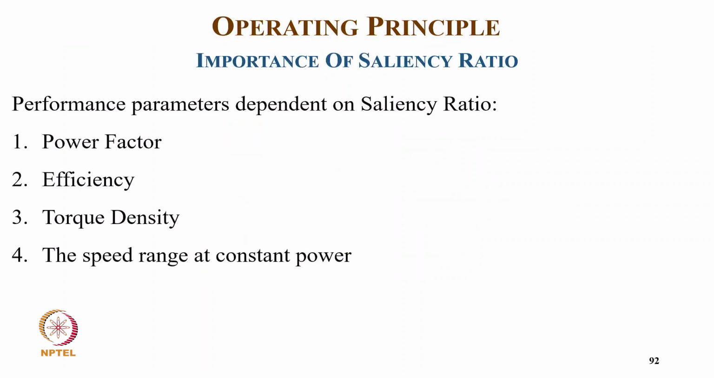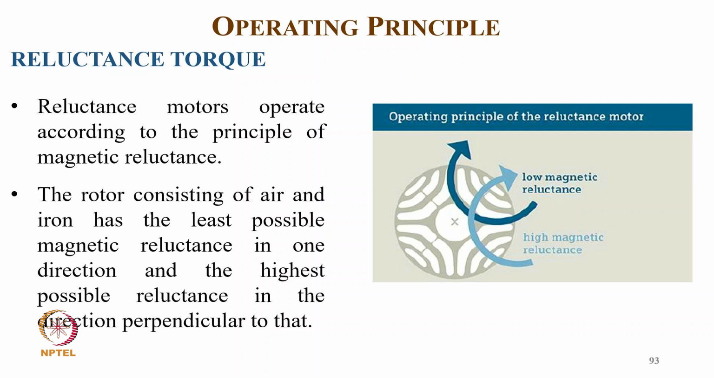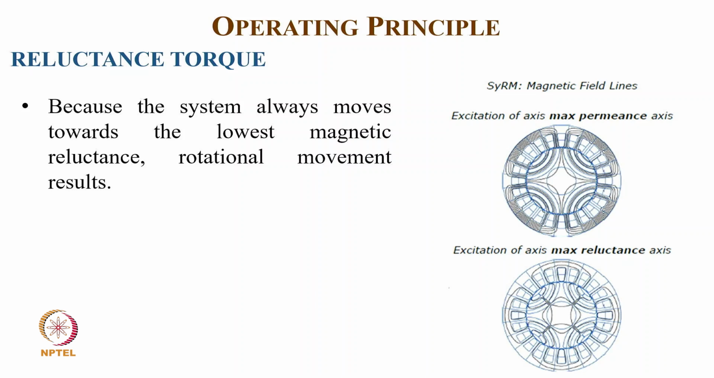synchronous reluctance motor. Now coming to the importance of the saliency ratio, the performance parameters dependent on saliency ratio are power factor, efficiency, torque density, and speed range at constant power. So you can see how the high reluctance magnetic circuit is there with the flux moving, and low reluctance magnetic path in dark color is shown in operation. So this reluctance motor operates according to the principle of magnetic reluctance, and the rotor consisting of air and iron has the least possible magnetic reluctance in one direction and the highest possible reluctance in the direction perpendicular to that. And because the system always moves towards the lower magnetic reluctance, rotational movement results.